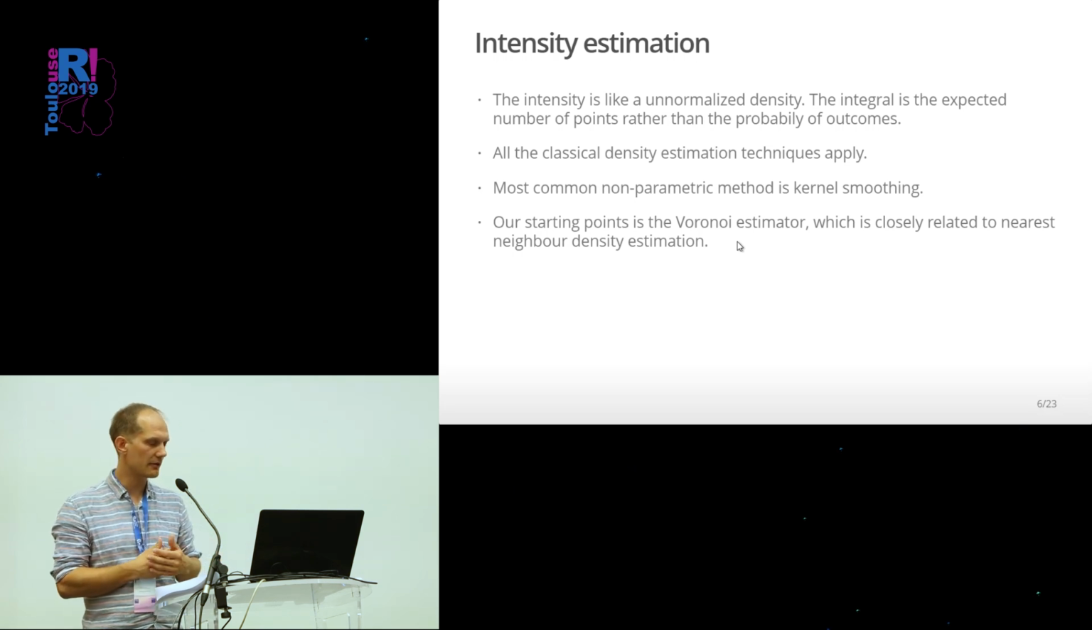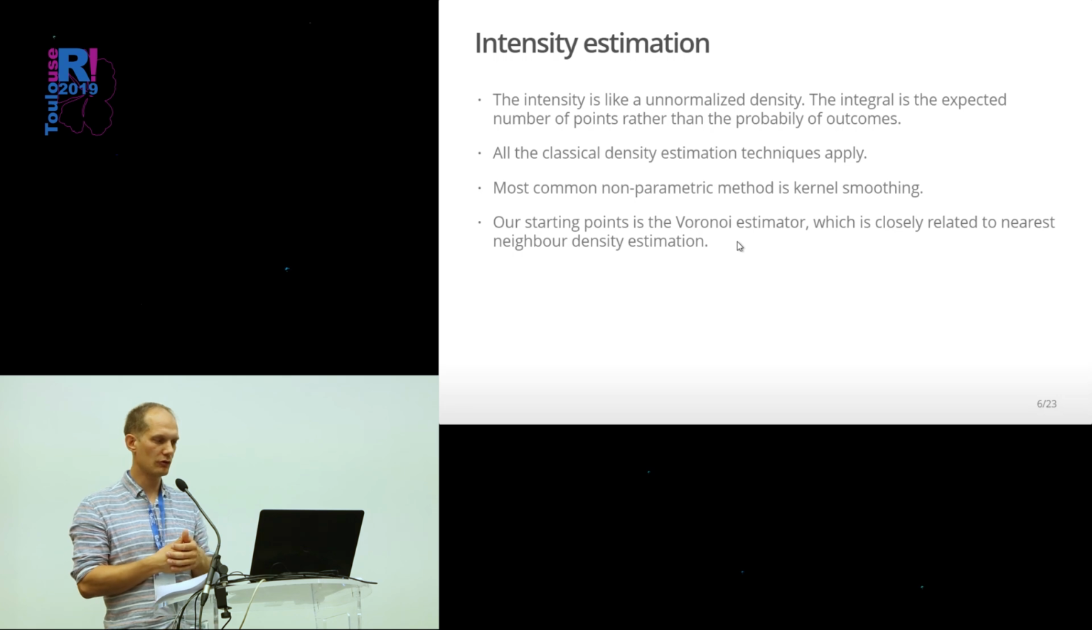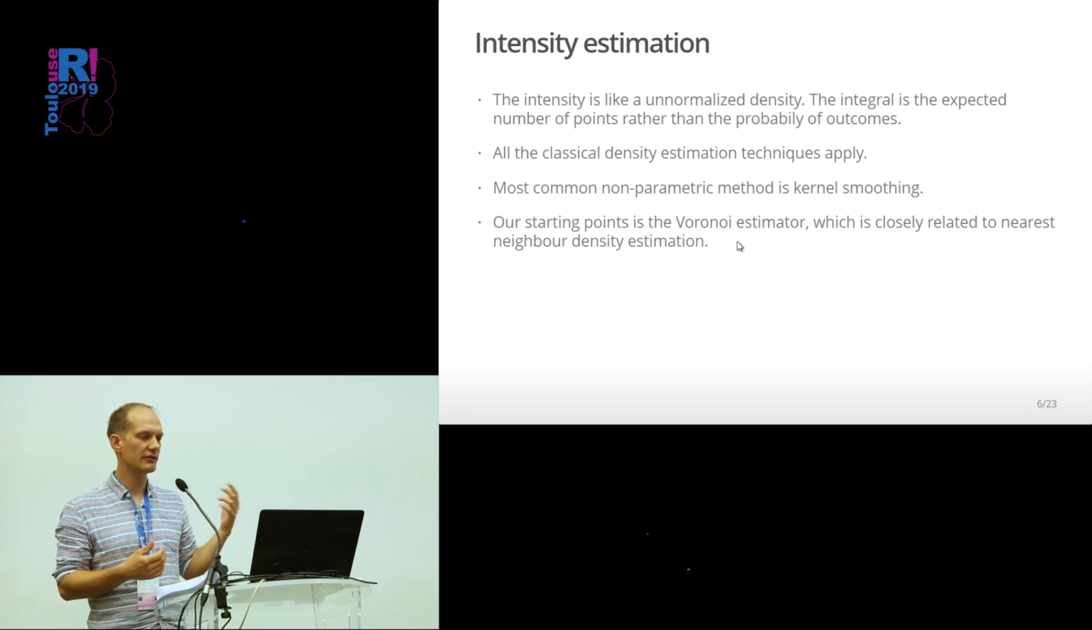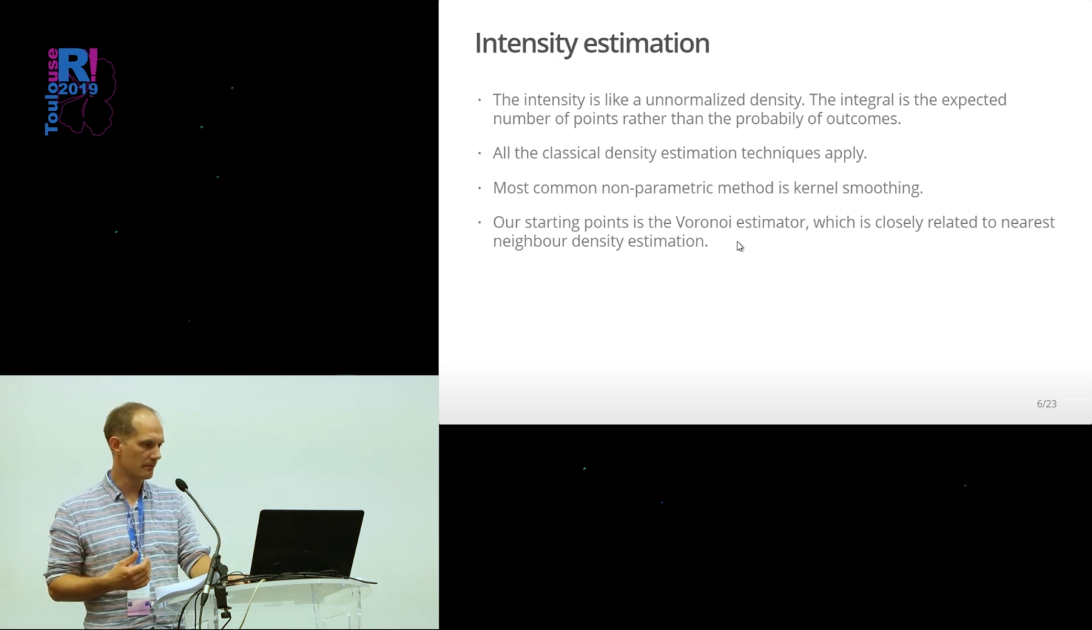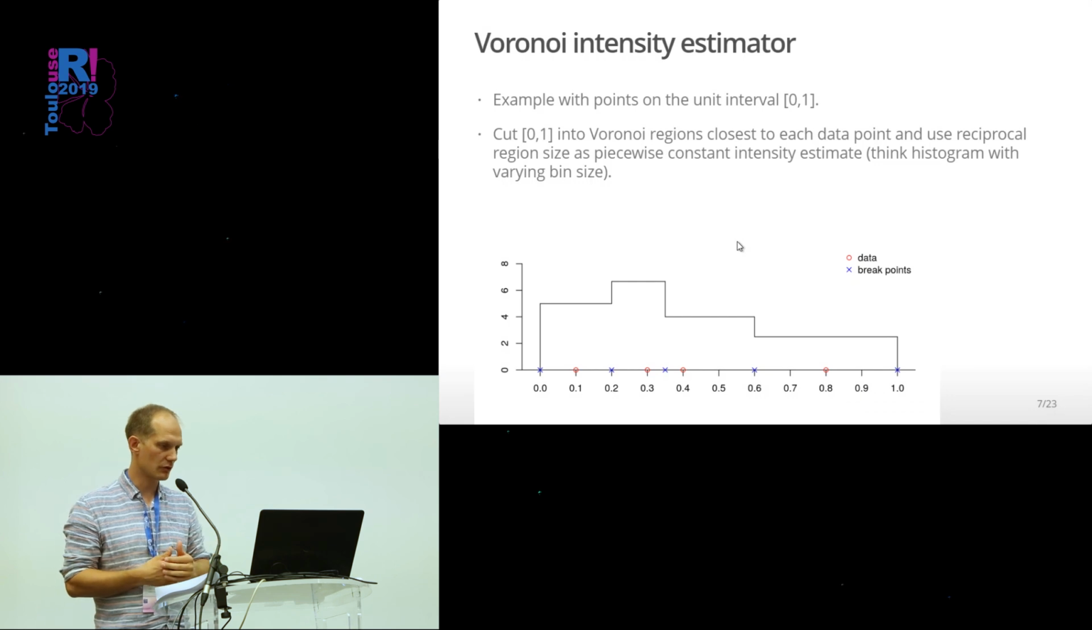Another thing is nearest neighbor density estimation. And something very closely related is the Voronoi estimator, and that's what I'll take as the starting point. And then we'll improve that or change that.